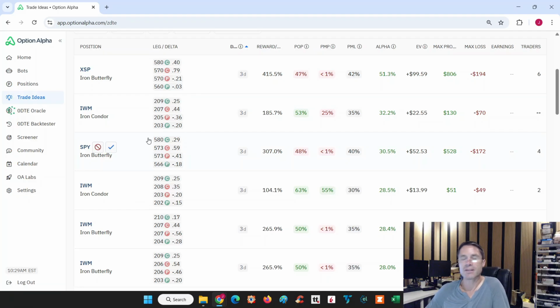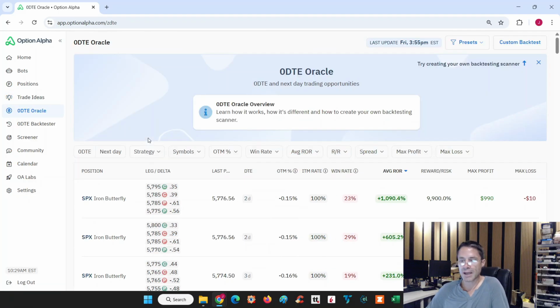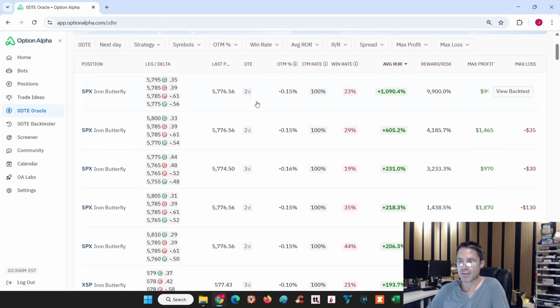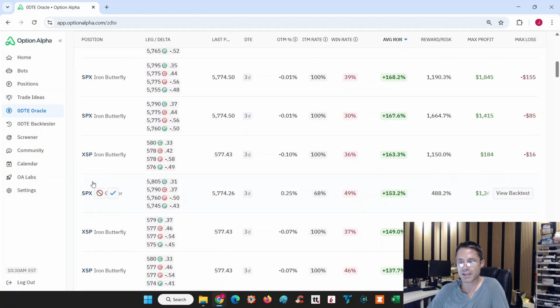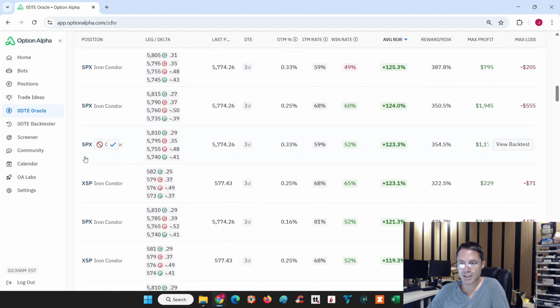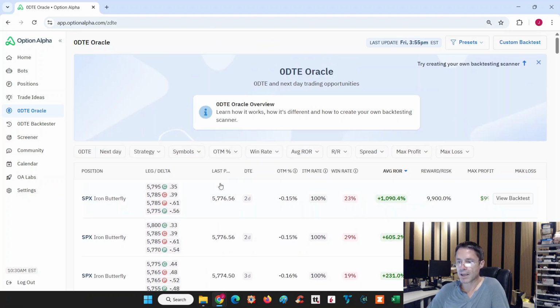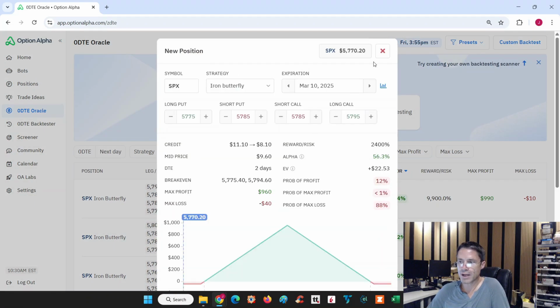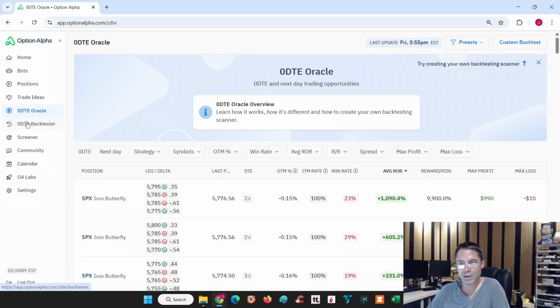Zero DTEs, super popular in the retail space right now, and it's very much the same thing. It's looking at the very much shorter end. This is naturally on the SPX because that's cash settled, and the XSP, is that cash settled as well? I only know the SPX. I'm assuming the XSP is cash settled as well. So again, same thing. You can click on here, you can place the trade. It's just really, really good stuff.